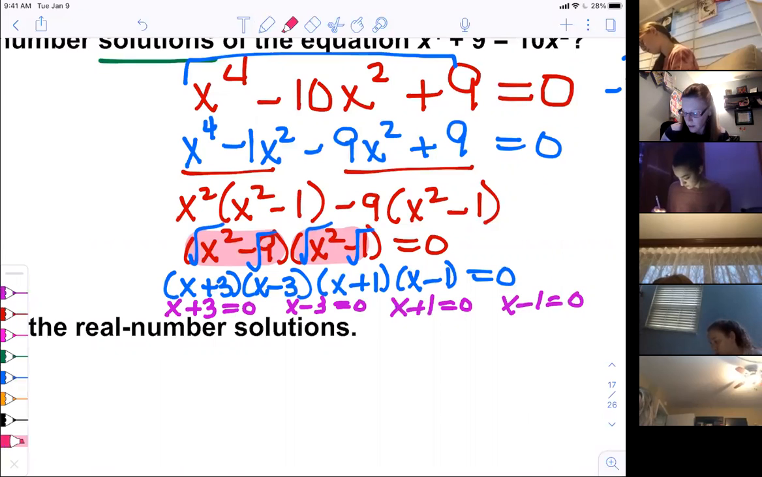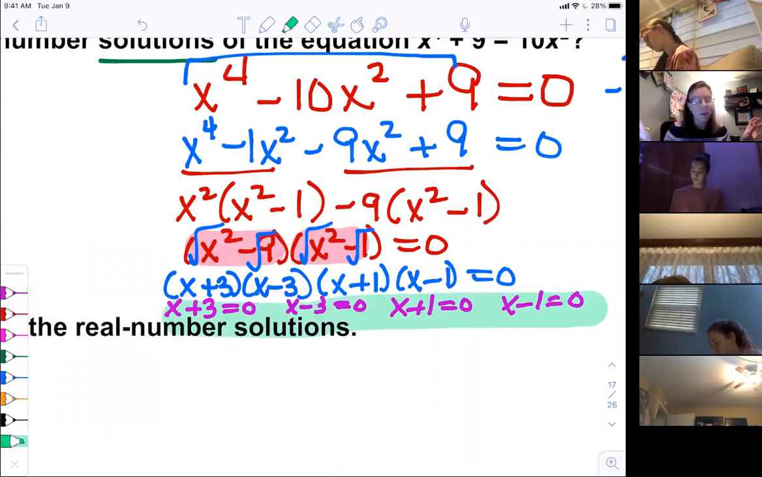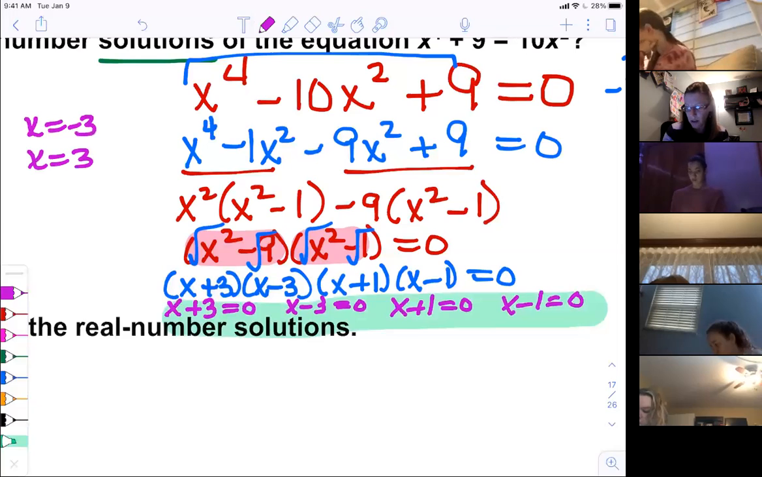If you want, you can skip this step right here. You don't have to show them each individually equal to 0. Together, they're equal to 0. The zero product property says individually they're equal to 0 as well. So if you want to skip that step, you can. But in your mind, you're mentally setting each one of them equal to 0. So I have x equals -3 from the first one, +3 from the second, -1 from the third, +1 from the fourth.